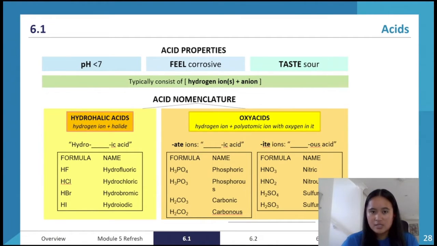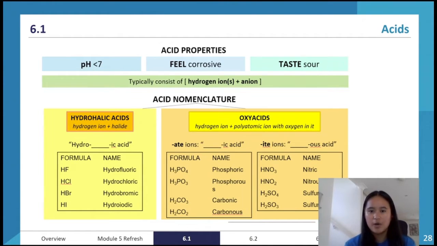But for hydrohalic acids, which are the ones that you've probably heard of before, like hydrochloric acid, hydrofluoric acid, just like I was saying just then, you have hydro, and then you put the name of the element there. So fluoride becomes fluoric, hydrofluoric, and then you say acid at the end, hydrofluoric acid, hydrochloric acid. And then the formula for that would just be like HF, HCl, HBr. Very simple.